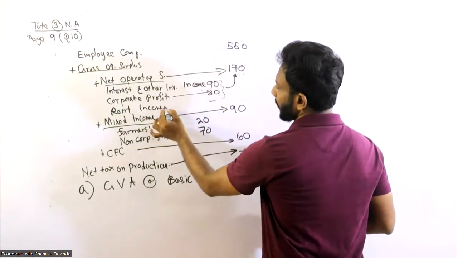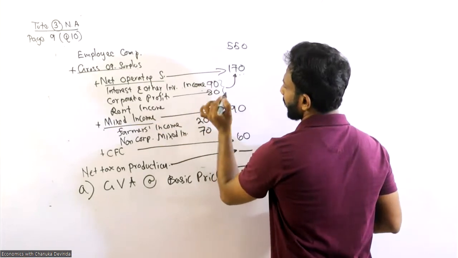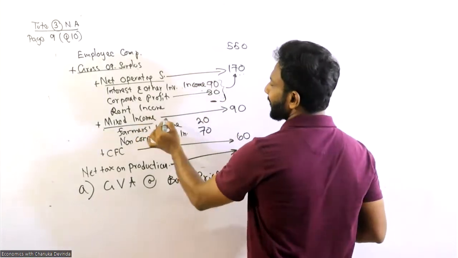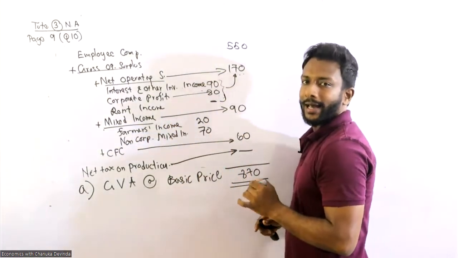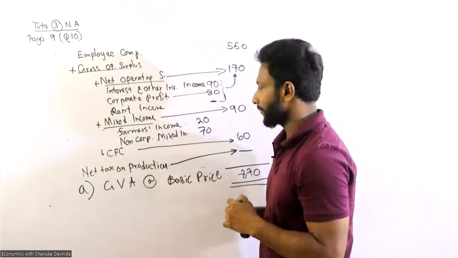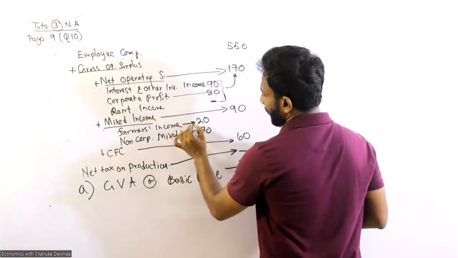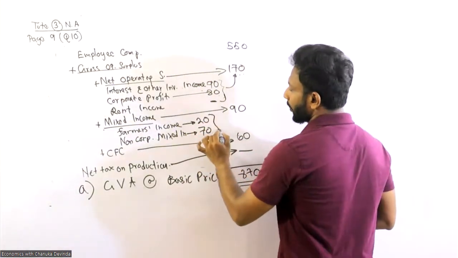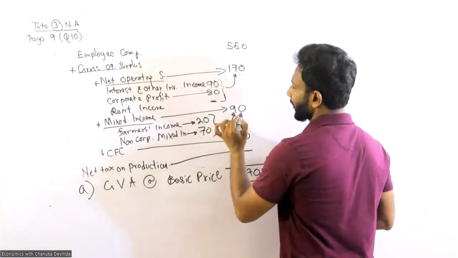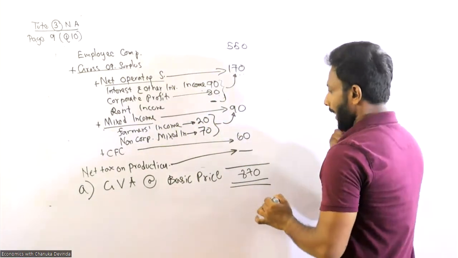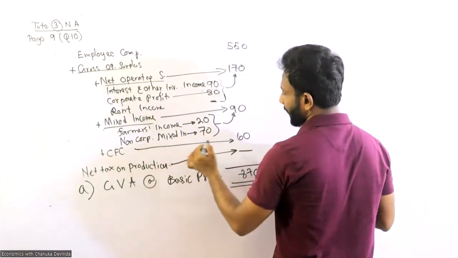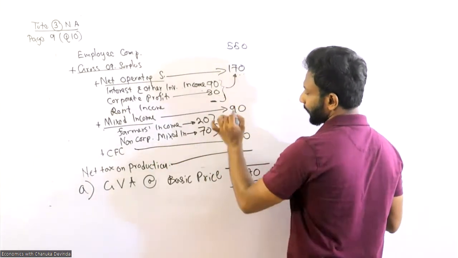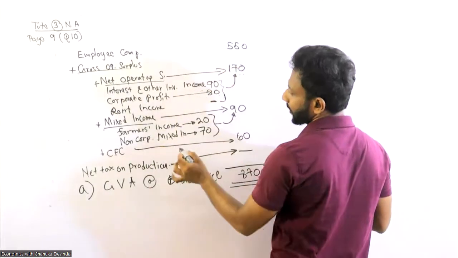If there is rent income, we need to add that also, but there was no rent income. Right? So mixed income, they have given in 2 separate ways. First one, farmers income and non-corporate mixed income. When we add these 2 elements, we can identify the value of mixed income. And we add consumption of fixed capital as well. It is 60. So when we add all these three items, we can identify what?